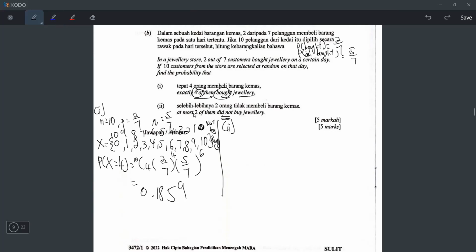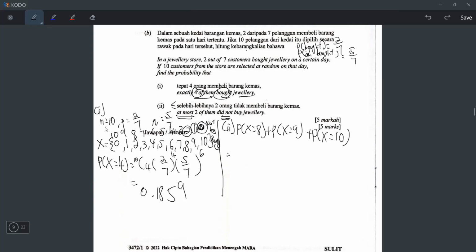Okay. And now they want you to find at most 2 of them did not buy. We all know at most the symbol is less than or equal to. It means what we are doing is P(X = 8) plus P(X = 9) plus P(X = 10). That's what I'm doing for this question. Because let me explain. At most 2 not buy means 2 not buy, 1 not buy, and also 0 not buy, which is equivalent to 8 buy, 9 buy, 10 buy. That's why you do it like this.